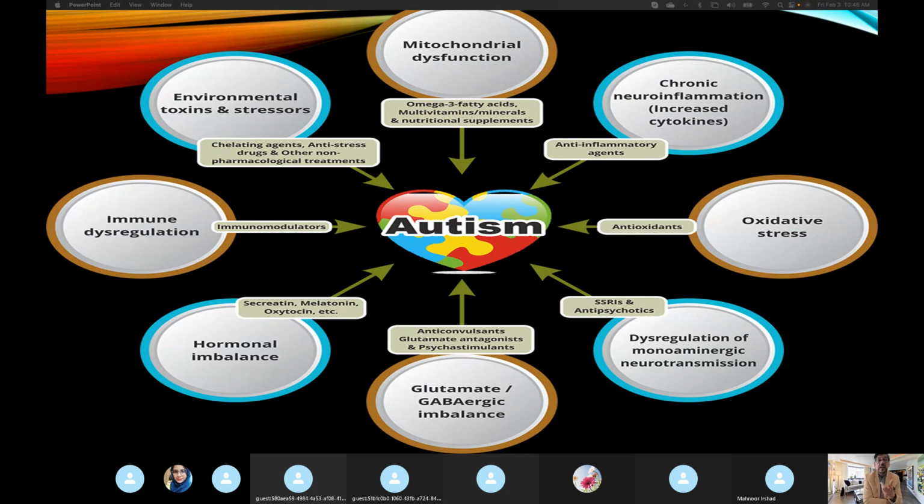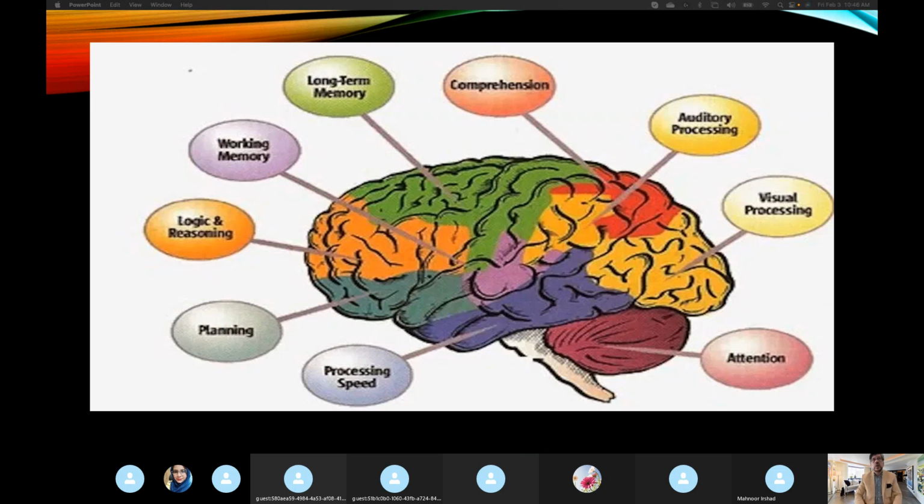psychostimulants can help as well. Then there are hormonal imbalances, so secretin, melatonin, and oxytocin are tried in autism as well. There is data available for immune dysregulation, and sometimes immunomodulators can help these people. Environmental toxins and stressors, lots of research was done on this about 10 years ago, and then people started using chelating agents, anti-stress drugs, and other non-pharmacological treatments for it. Again, not too much convincing data related to it.